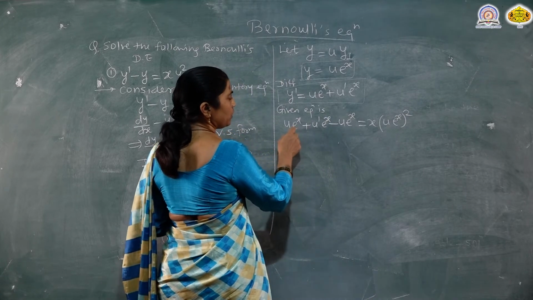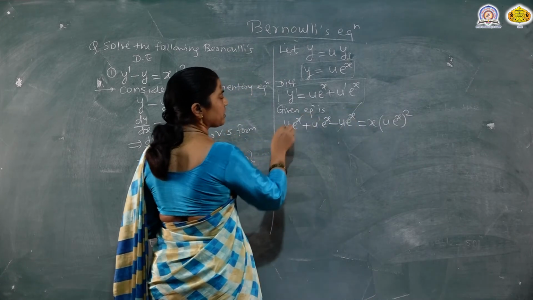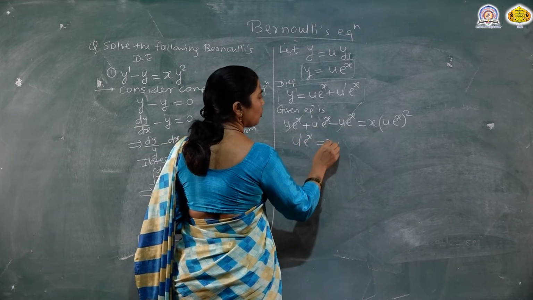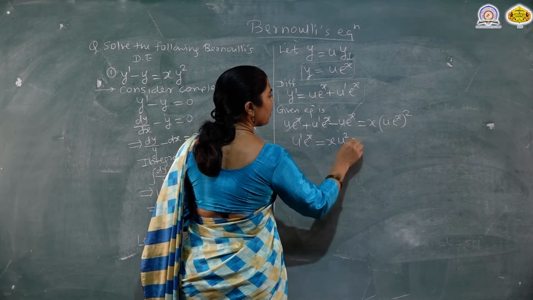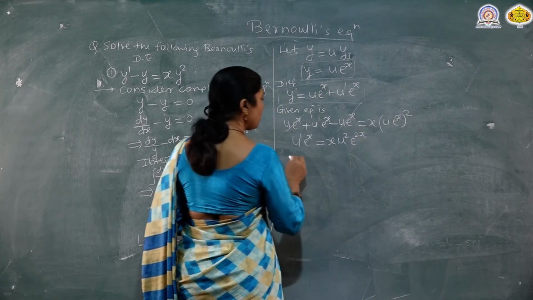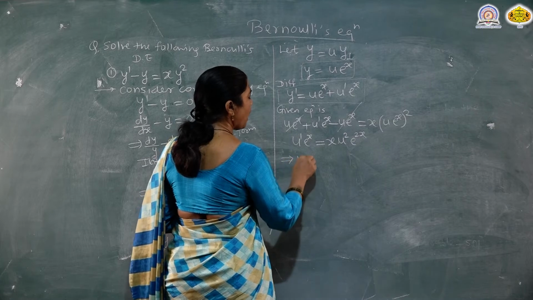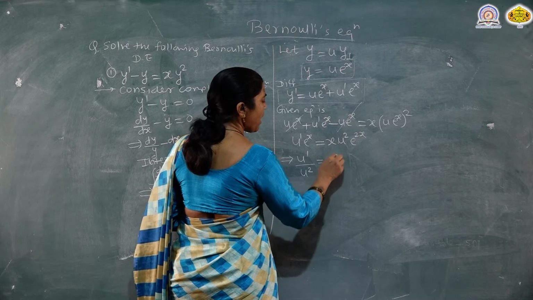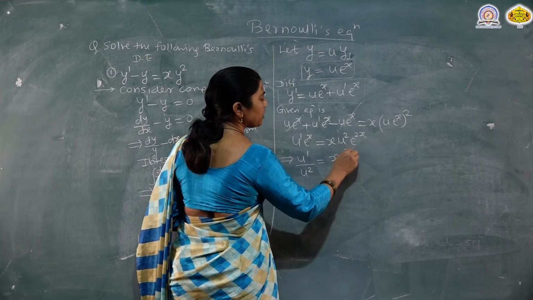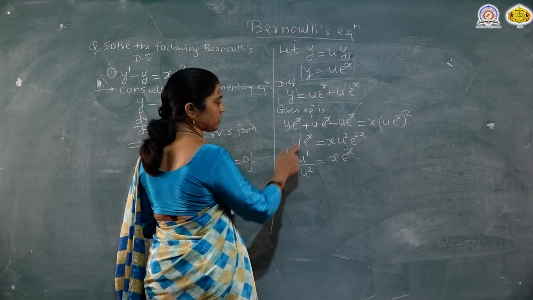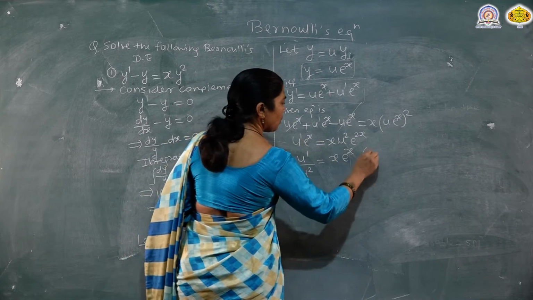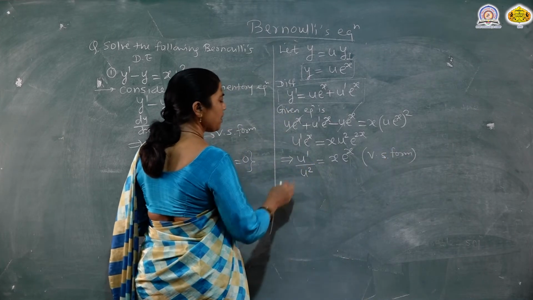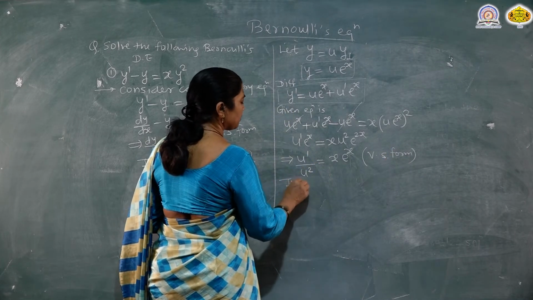This plus u e raised to x minus u e raised to x gets cancelled. We get u dash e raised to x is equal to x u square e raised to 2x, or simplifying we get u dash upon u square is equal to x e raised to 2x upon e raised to x, that is x e raised to x. This is nothing but variable separable form, and once we get variable separable form, integrate this.